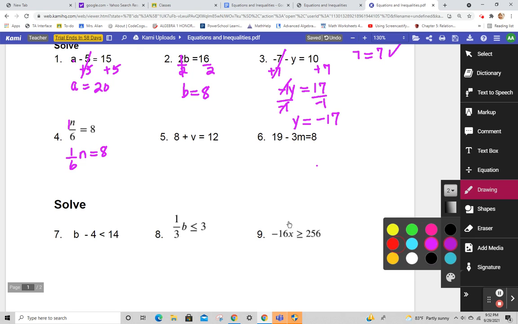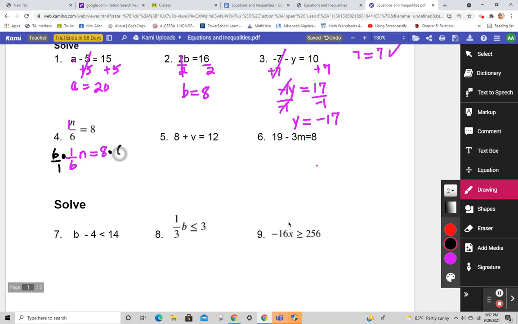Now we can go ahead and multiply both sides by the reciprocal, which will be 6 over 1. The 1's will cancel, the 6's will cancel. We'll have n equals 8 times 6 is 48. You can turn that into a fraction if you're confused.